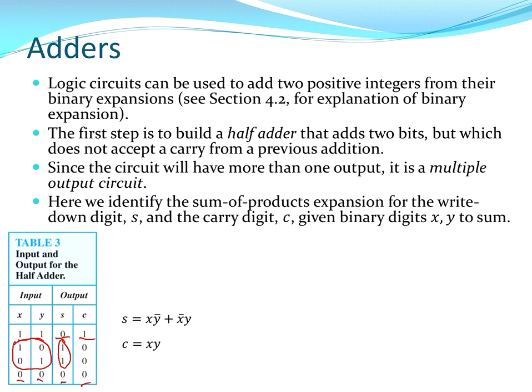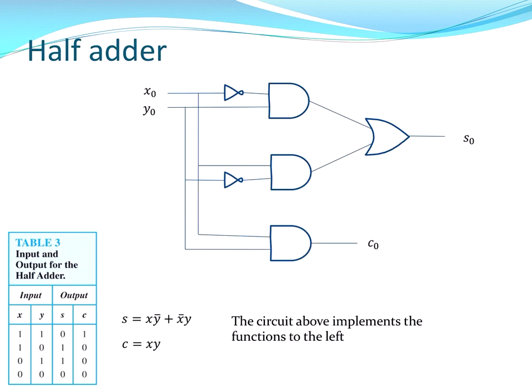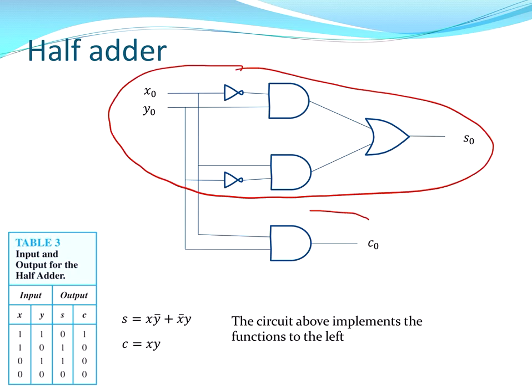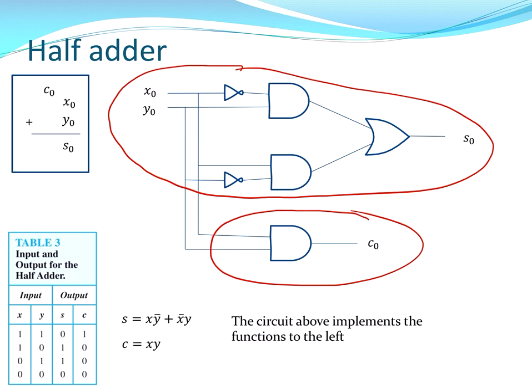All right, so with this fairly simple minterm or sum of products for S and C, the sum digit and the carry digit, we're going to create a circuit that implements this half adder, and here it is. This upper portion represents the sum digit, and this lower portion represents the carry digit. And you can see that this will implement the right-hand portion of adding binary numbers. It gives us S0 and the carry digit C0.